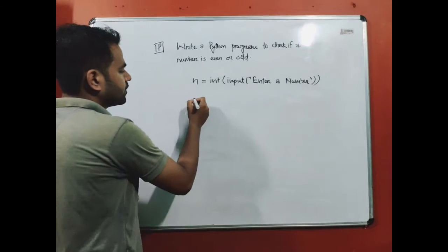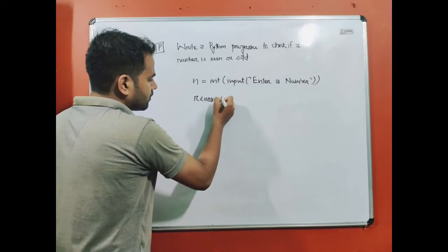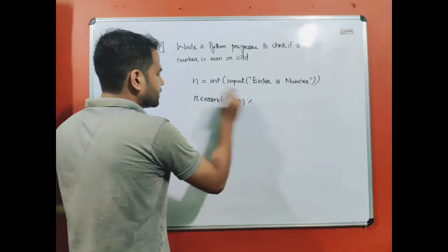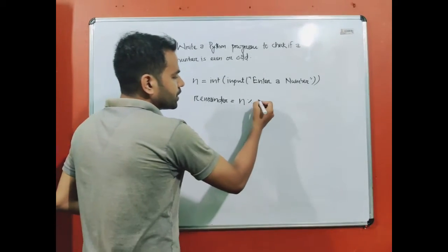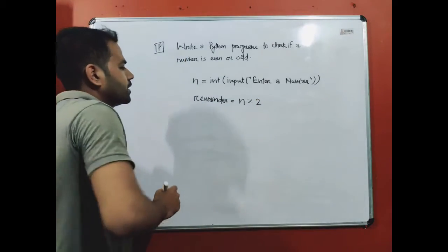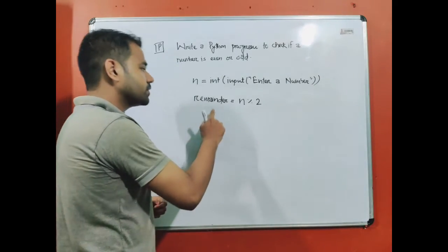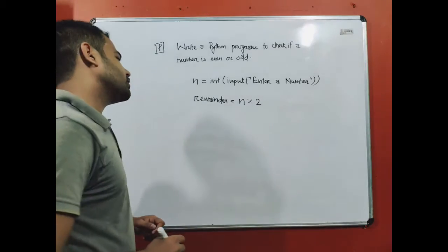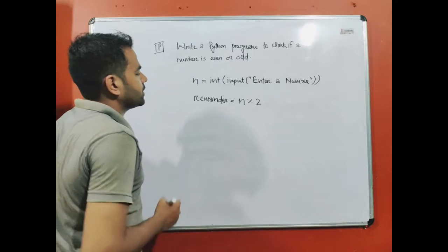I'm writing remainder equal to n, this number that the user has entered, n modular division 2, right? Now on the basis of the value stored inside this remainder variable, I can tell if a number is even or odd. So I'm going to use an if statement here. Let's see how.